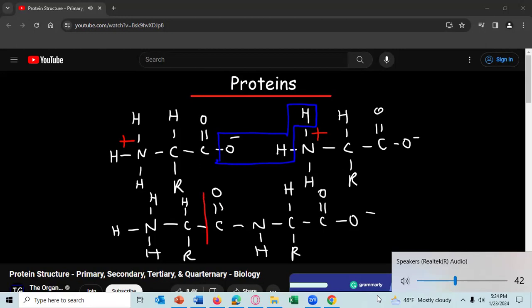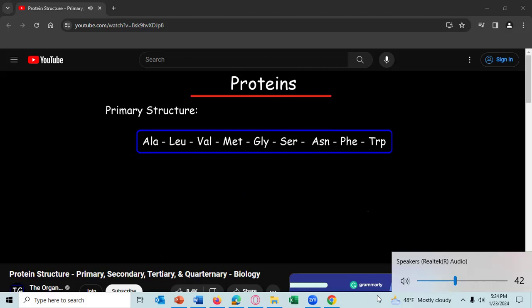And so this amide bond that we see here, that is the peptide bond. We formed a bond between the carbon and the nitrogen atom. So whenever you combine two amino acids to form a peptide bond, you're forming a covalent bond, which is hard to break. Now let's talk about the different levels of protein structure.